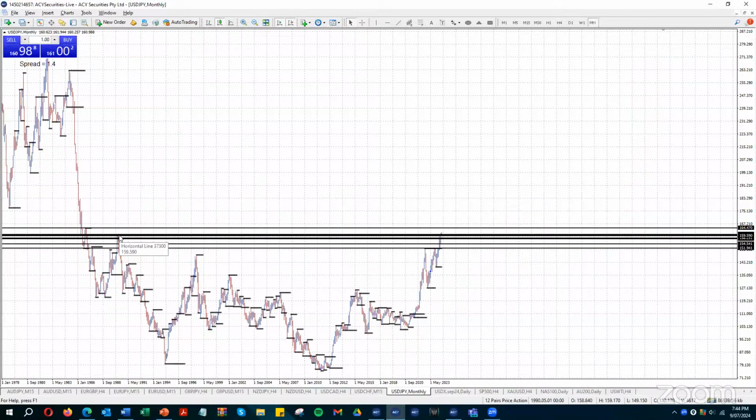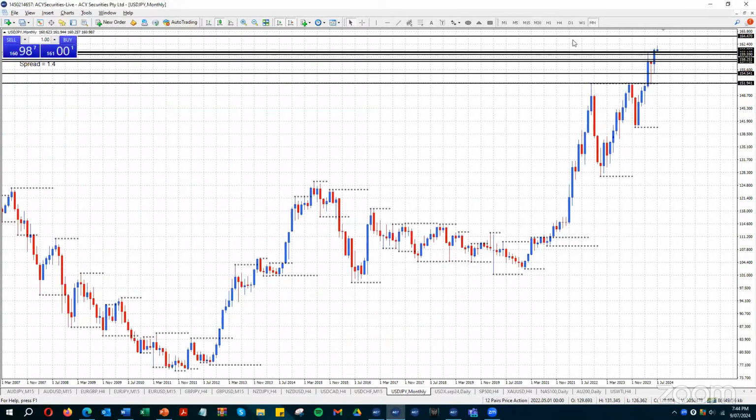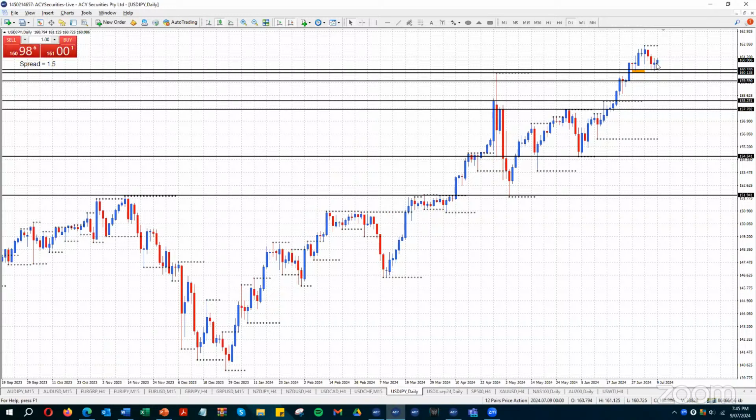This back in 1988. We've moved above it. It's starting to act as support at the moment. All trends are up. Monthly, weekly, day trends are up. Okay. So we traded 2 days into that area. We're kind of popping out of that area.